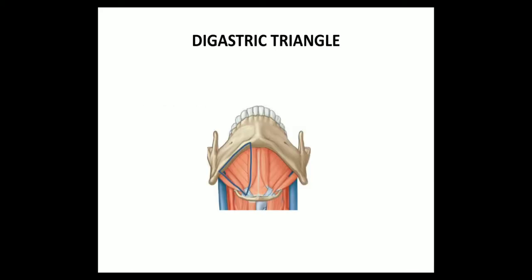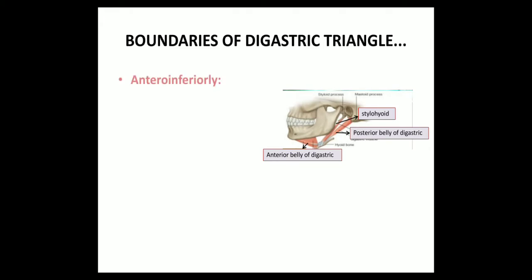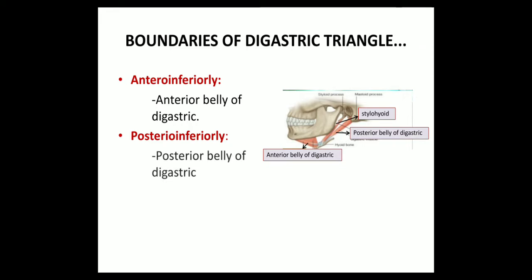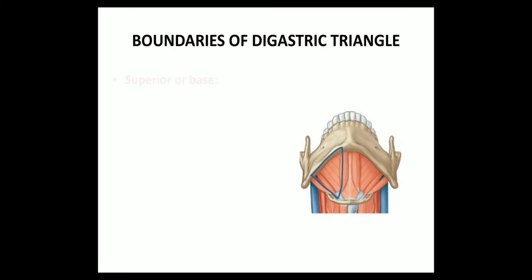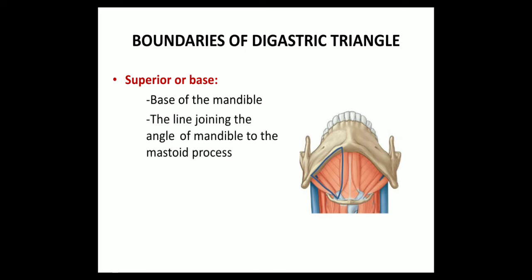The next triangle is the digastric triangle. It is situated between the anterior and the posterior bellies of the digastric muscle. It is bounded anteroinferiorly by the anterior belly of the digastric, and posteroinferiorly by the posterior belly of the digastric and the stylohyoid muscle. The superior boundary, or base, is formed by the base of the mandible and the line joining the angle of the mandible to the mastoid process.